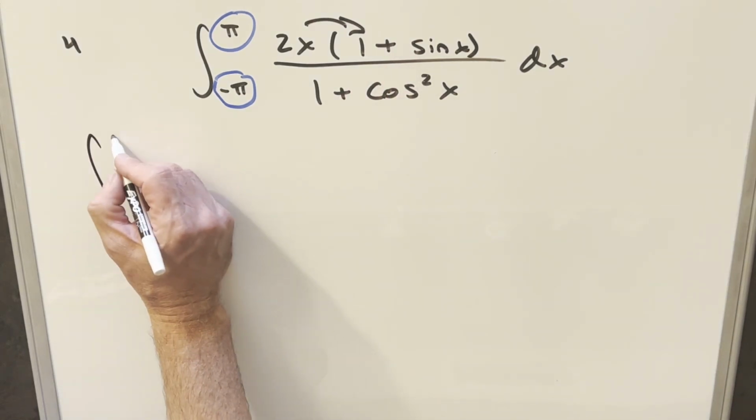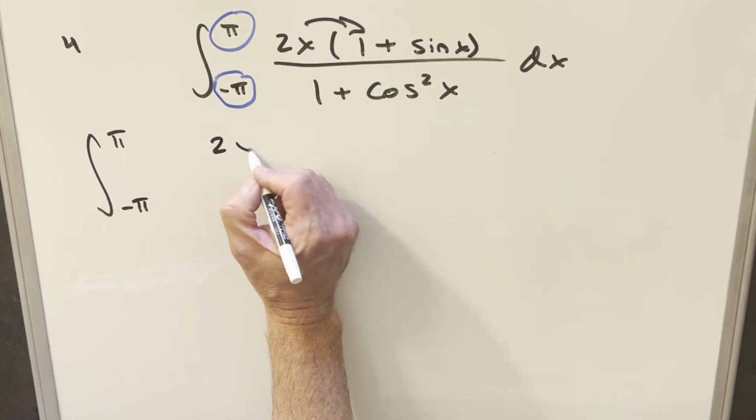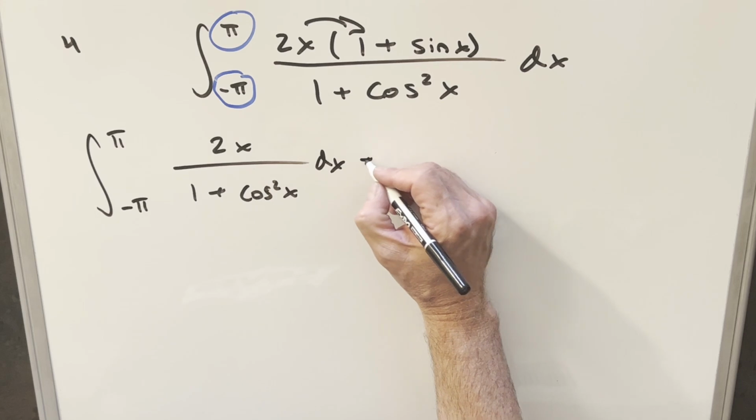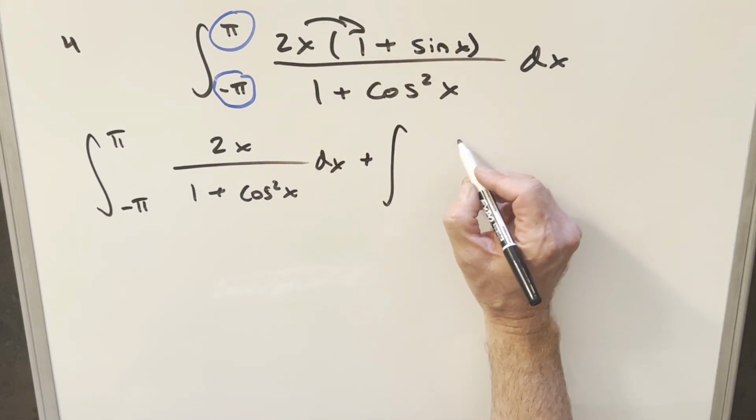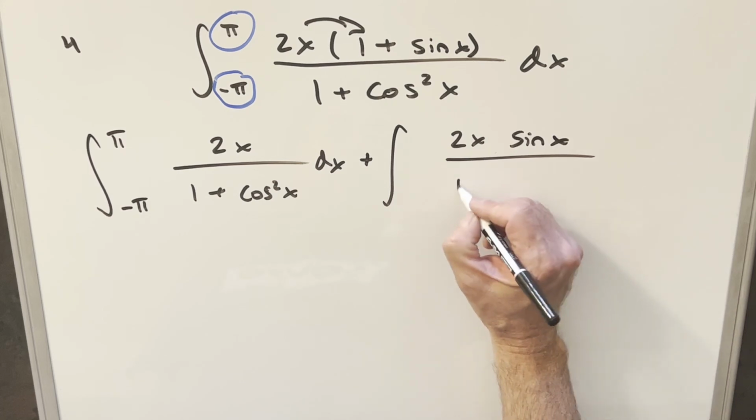So for the first one, we have the same bounds, and the numerator is just going to become 2x over 1 plus cosine squared x. And for the second one, when we distribute 2x to sine x, our numerator is going to be 2x sine x over the same denominator.